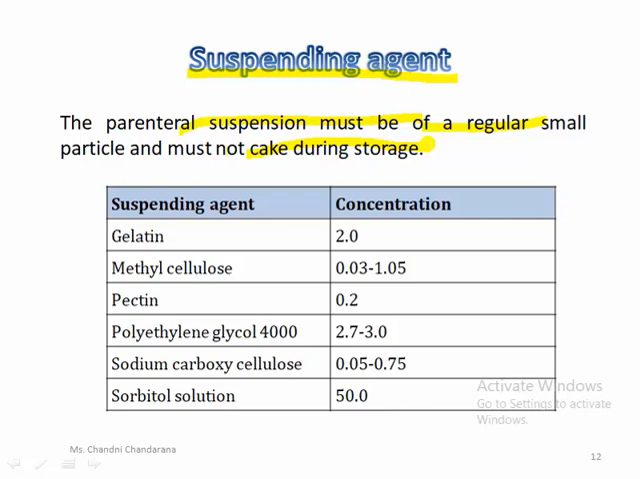That's why we require a suspending agent. So these are examples of suspending agents in this percentage concentration: gelatin, methyl cellulose, pectin, polyethylene glycol 4000, sorbitol. These are the examples of suspending agents.